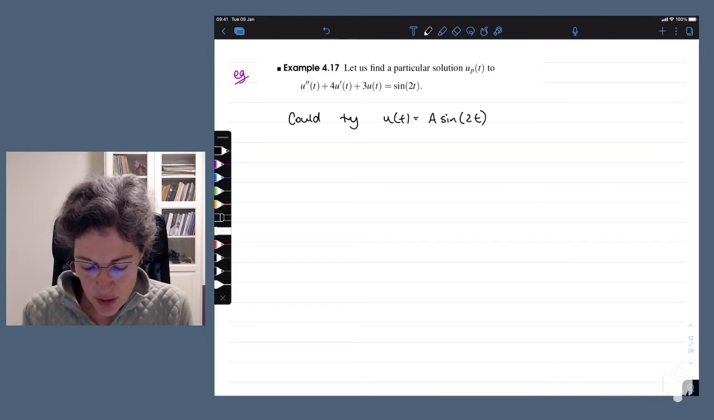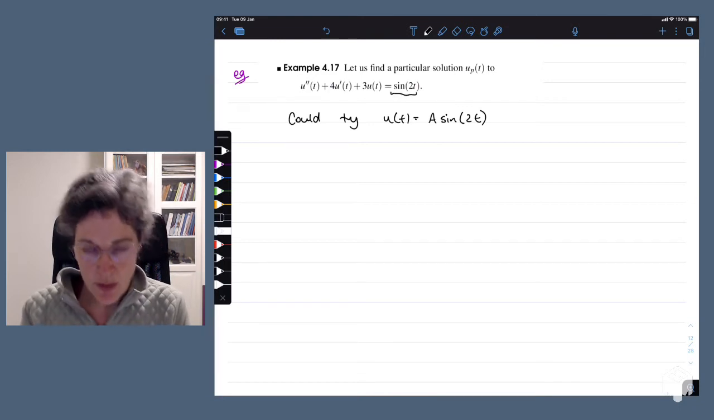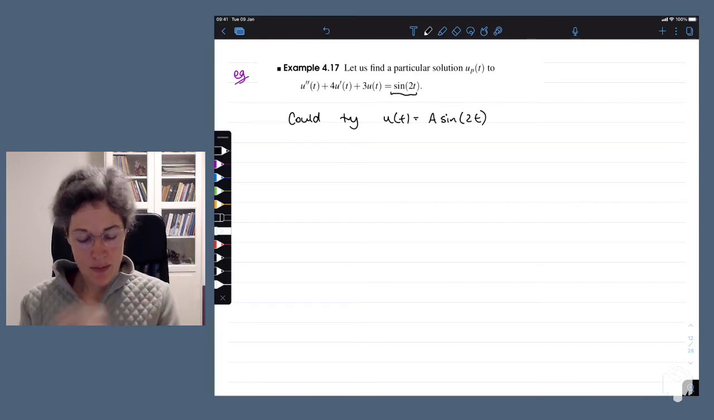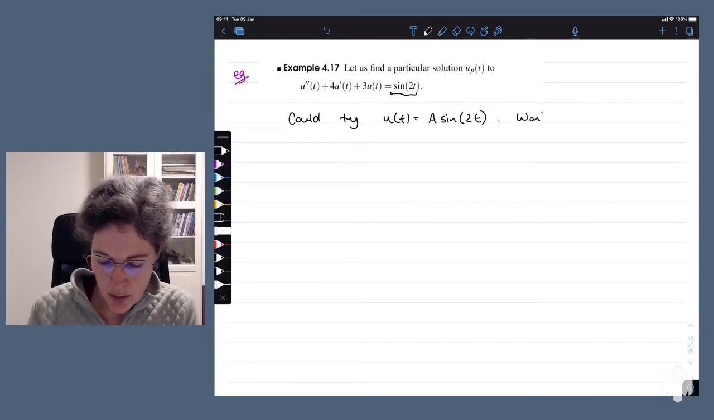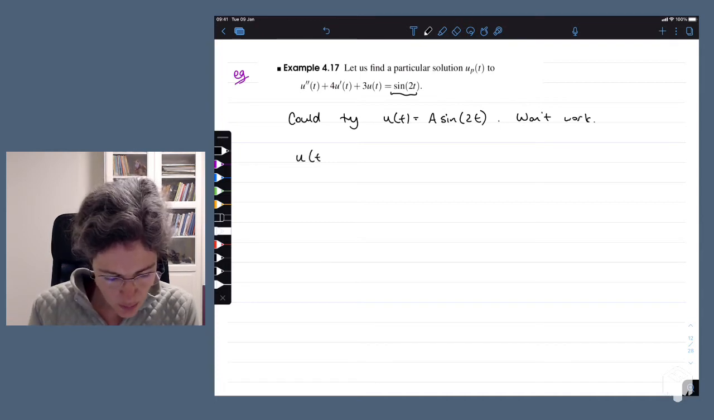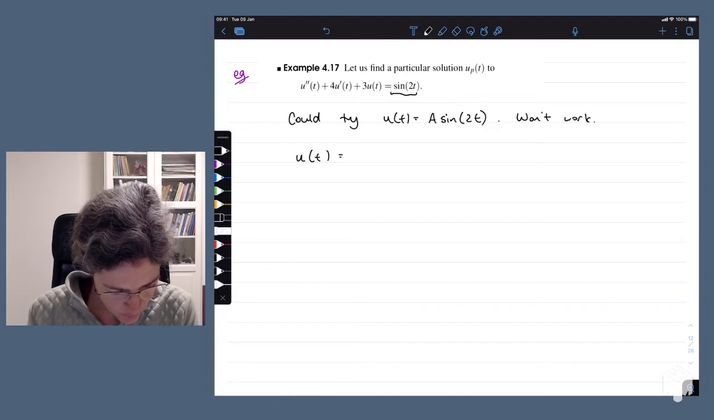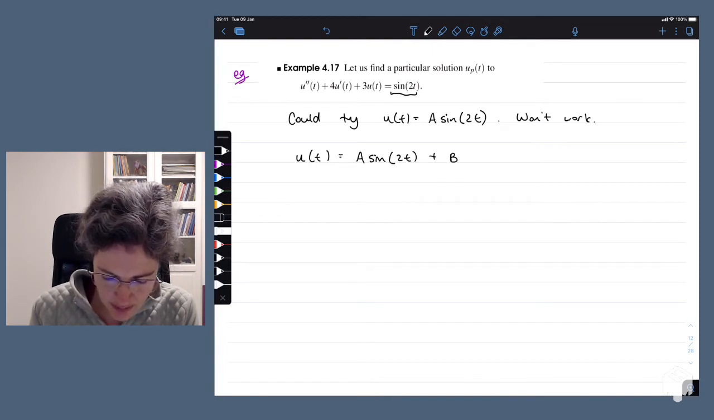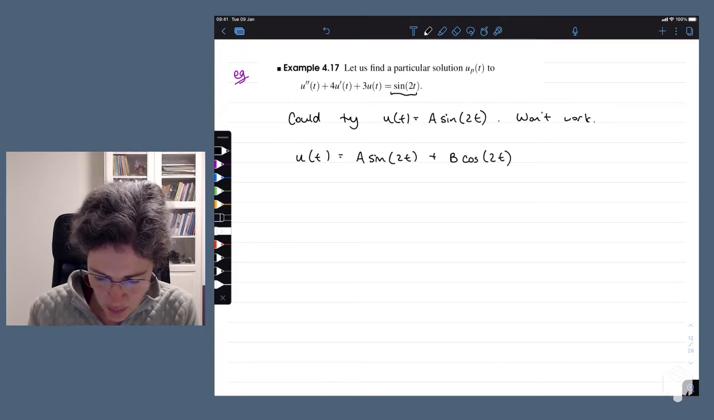But it's going to turn out that when you have trig functions, because trig functions swap between sine and cosine with the differentiation, what you're actually going to want is a sum of a sine and a cosine. So this won't work. Instead, we're going to try u of t of this form: a sine of 2t plus b cosine of 2t.